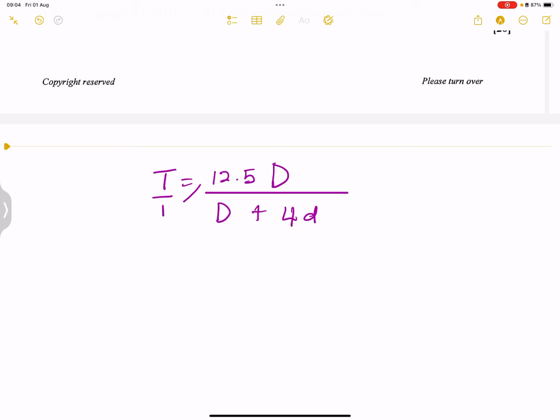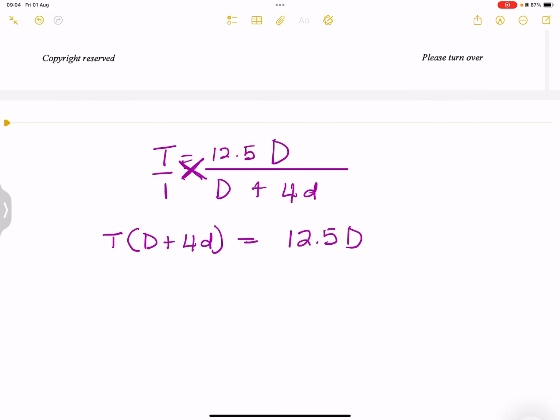Firstly we cross multiply. So that means we're going to have t into D plus 4d. Okay, so we are cross multiplying that. This would be equal to 1. Remember this was over 1, right? 1 multiplied by 12.5d will be 12.5d. So that's what we have on the other side. Now what I'm going to do, guys, is divide by t.